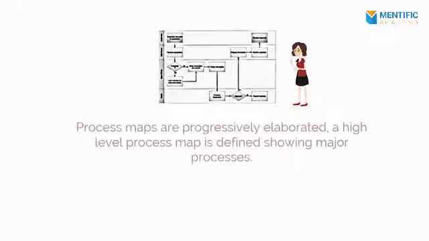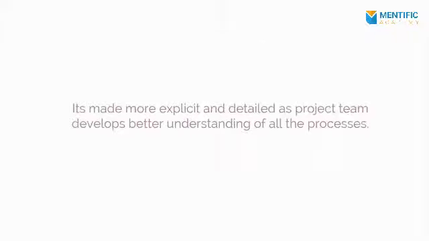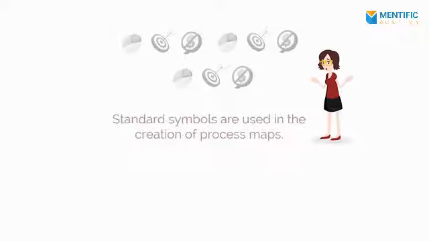Process maps are progressively elaborated. Early on in the Six Sigma project, a high-level process map is defined showing major processes. This is made more explicit in detail as the project team develops a more complete understanding of all the processes. Standard symbols are used in the creation of process maps.